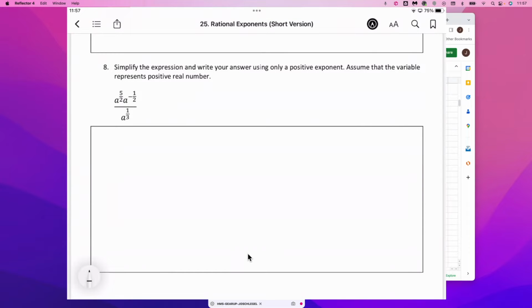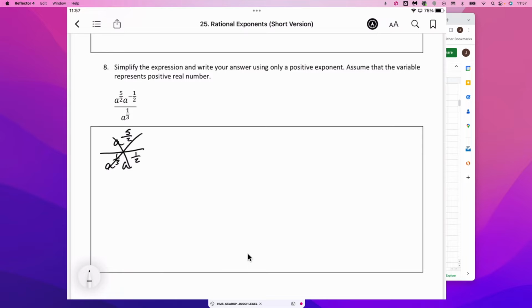And so for number 8, we're actually going to do some things a little bit differently than what you might think would make sense to do. So what seems like it would make sense to do is to make all these exponents positive and rewrite this as a to the 5 over 2 over a to the 1/3 times a to the 1/2. And that would give us all positive exponents and would be one way you could go about it.